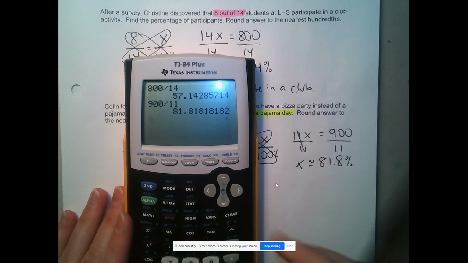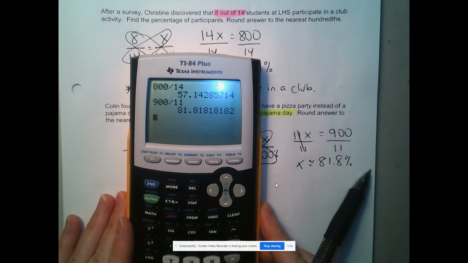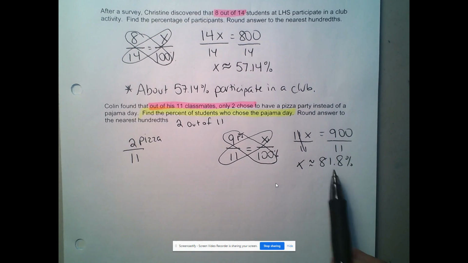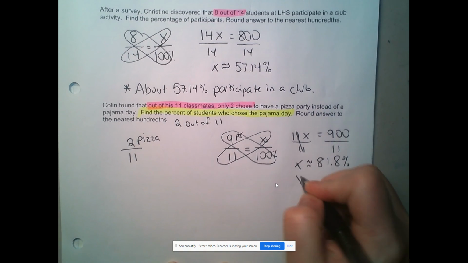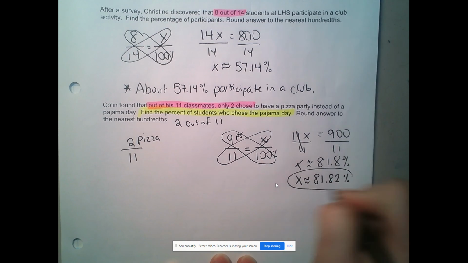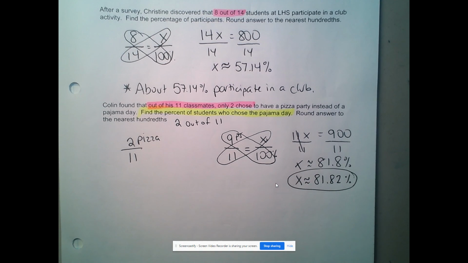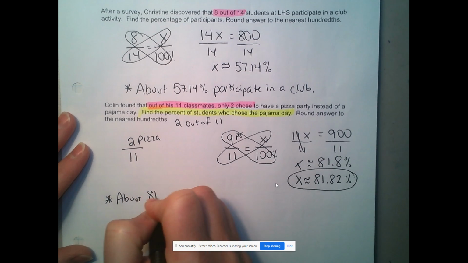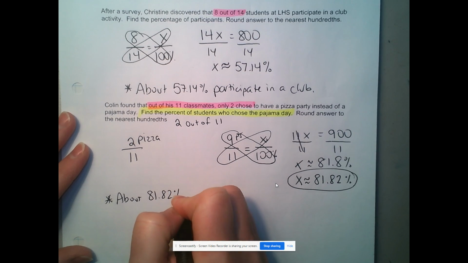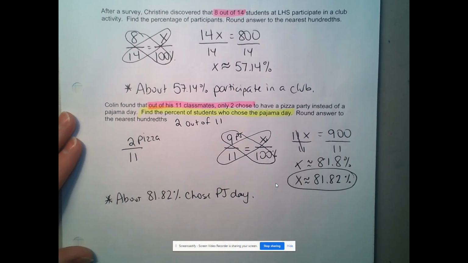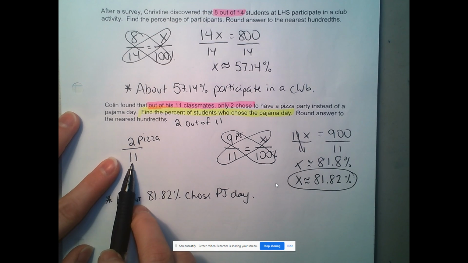But we were asked to round our answer to the nearest hundredth. So the 1 here, which is followed by an 8, we're going to round that 1 up to a 2 and say approximately 81.82. And I rounded to the tenths. So I'm going to fix it since I read what I wrote. 81.82%. And we would say about 81.82% chose pajama day.